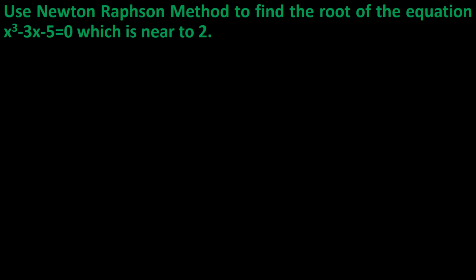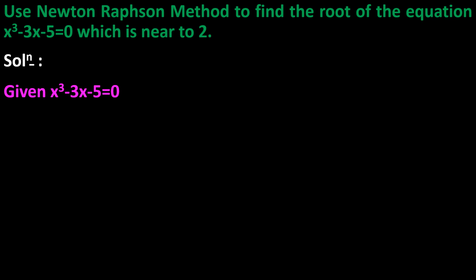Use the Newton-Raphson method to find the root of the equation x cube minus 3x minus 5 is equal to 0, which is near to 2. The solution for this particular problem is, first write the given thing. So they have given x cube minus 3x minus 5 is equal to 0.